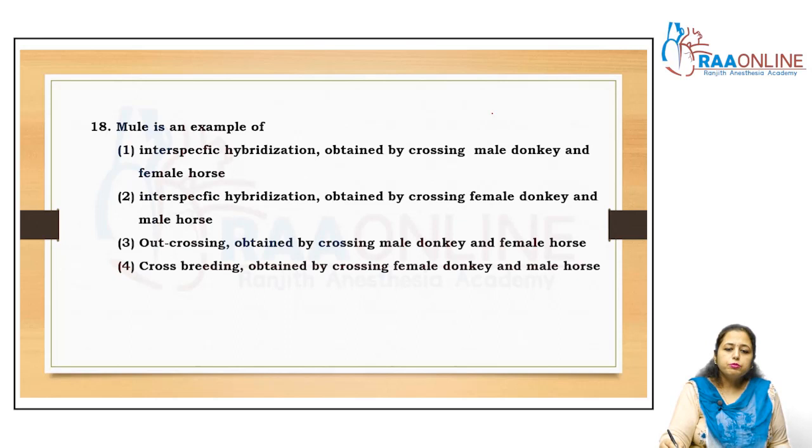Now come to the next. Mule is an example of interspecific hybridization obtained by crossing a male donkey and a female horse. The other options, outcrossing and crossbreeding, are cancelled, because we know that mule is an example of interspecific hybridization, and it is obtained by crossing the male donkey and the female horse. So the answer is 1. The male donkey is called the jack and the female horse is known as the mare. So by crossing the jack and mare, we obtain a mule. That is the best example of interspecific hybridization.